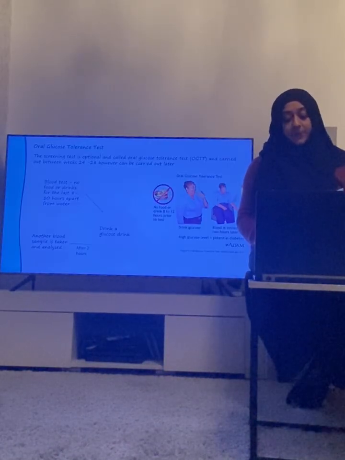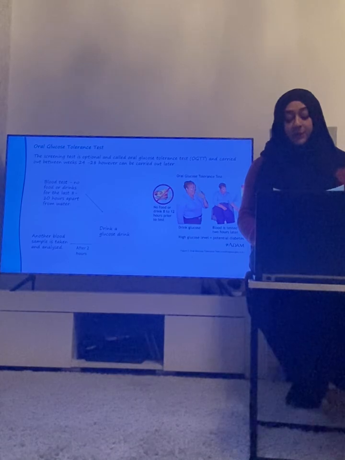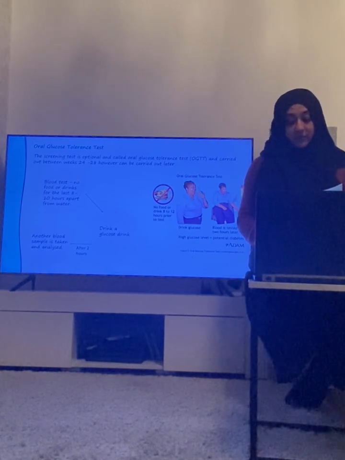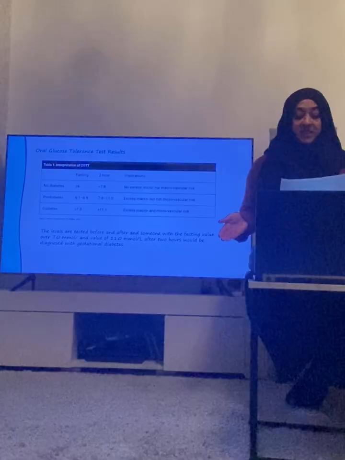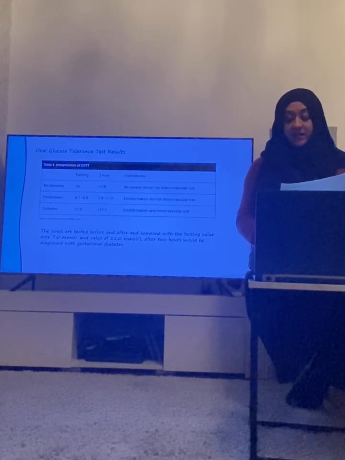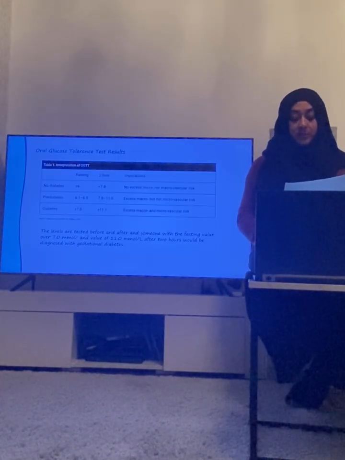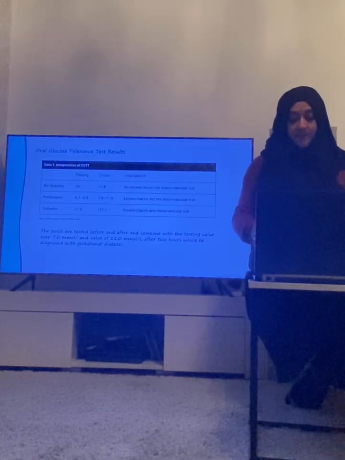On the day of the test, the pregnant person will attend a clinic and have a blood test whilst on a fasting diet. No food or drinks for the last 8 to 10 hours apart from water. They will then drink a glucose drink, and after 2 hours of rest, another blood sample is taken to see how well the body has coped with the glucose. The levels are tested before and after, and someone with a fasting value of 7 mmol per L and the value of 11.0 after 2 hours will be diagnosed with gestational diabetes.